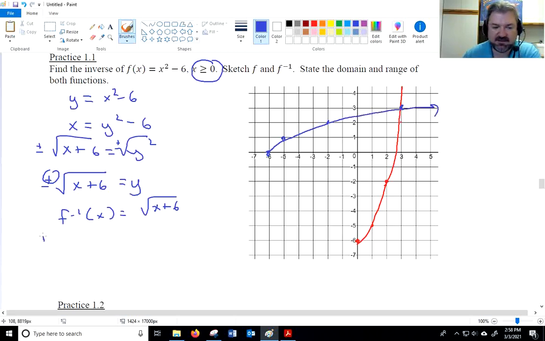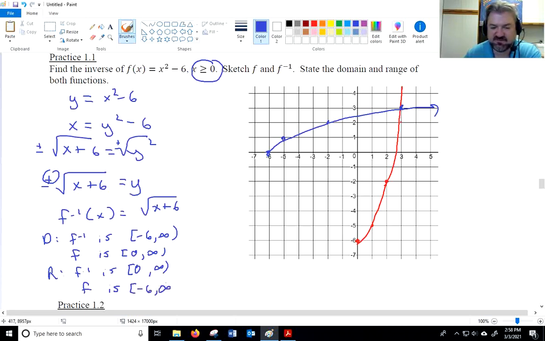We can see that the domain of f inverse is negative 6 to infinity. And the domain of f is 0 to infinity, because it was expressly limited that way. The range of f inverse, notice, is the y-coordinates goes from 0 to infinity, but the range of f is negative 6 to infinity. So you can see the domain of f inverse is actually the range of f, and the range of f is the domain of f inverse.